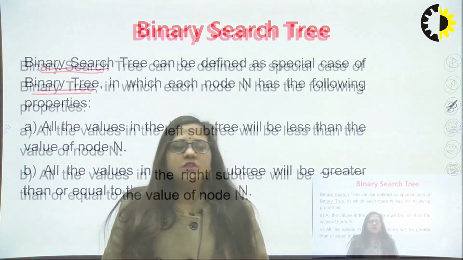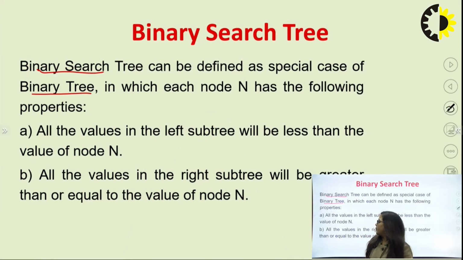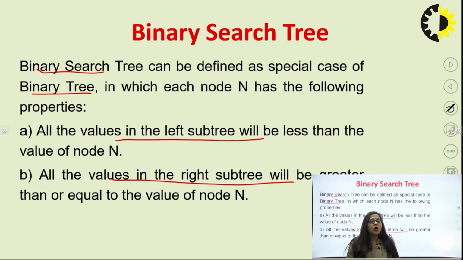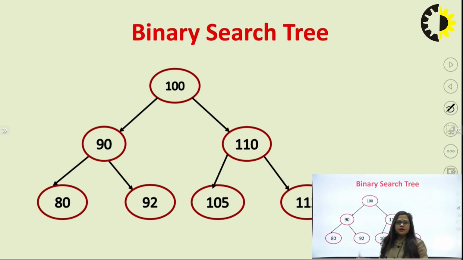In it, each node n has the following property of BST. First, all the values of the left subtree will be less than the value of the node. Node means the parent or main parent node. And all values of the right subtree will be greater than or equal to the node.